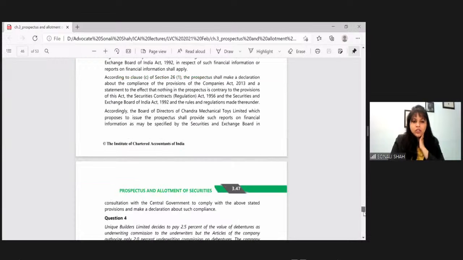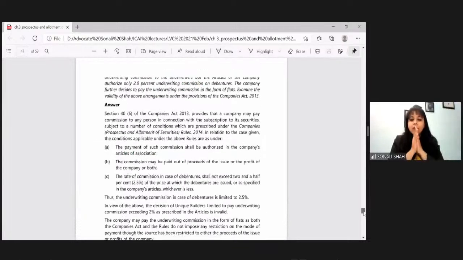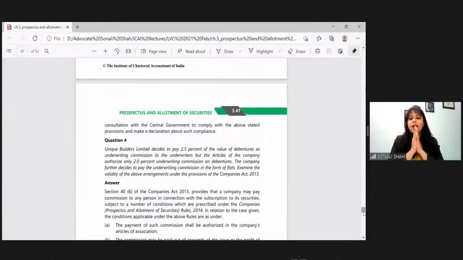Let's see this question which says, Unique Builder Limited decides to pay 2.5% of the value of debenture as underwriting commission to the underwriter, but the articles of association of company authorize only 2% underwriting commission on debentures. The company further decides to pay the underwriting commission in the form of flats. Examine the validity of above provision. Do you think how will this follow?